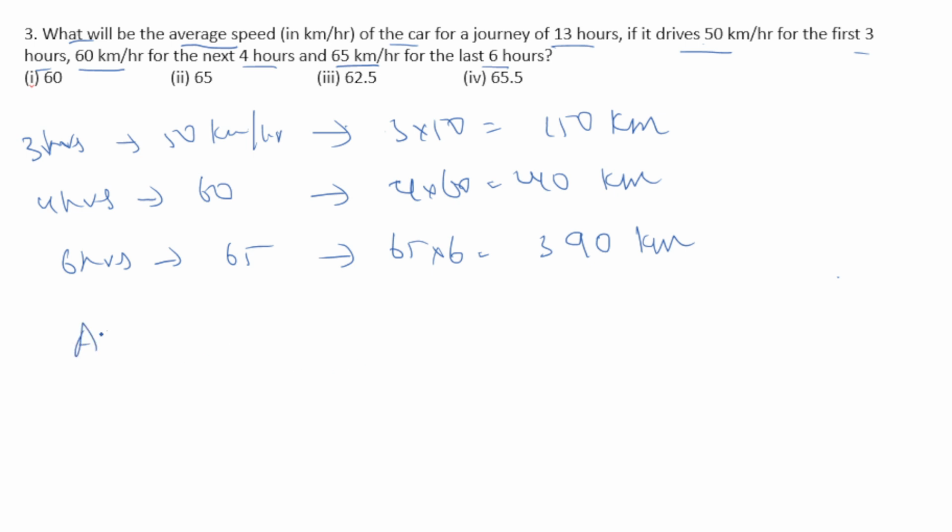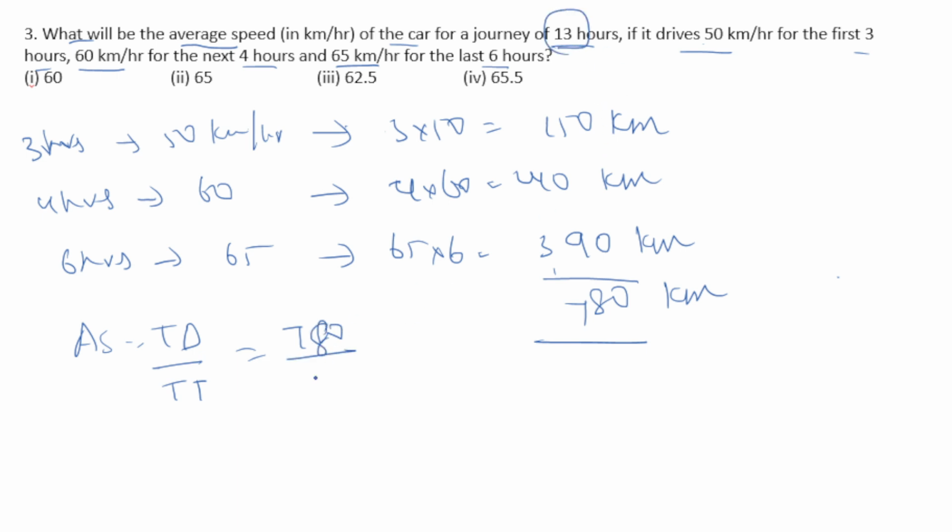Okay, what is the average speed formula? It is total distance travelled divided by total time taken. What is the total distance travelled? It is 150 plus 240 plus 390, which is 780 kilometers is the total distance travelled. So here 780 divided by the total time taken, which is 13 hours. So 13 into 6 is 78. So the average speed is 60 kilometers per hour.